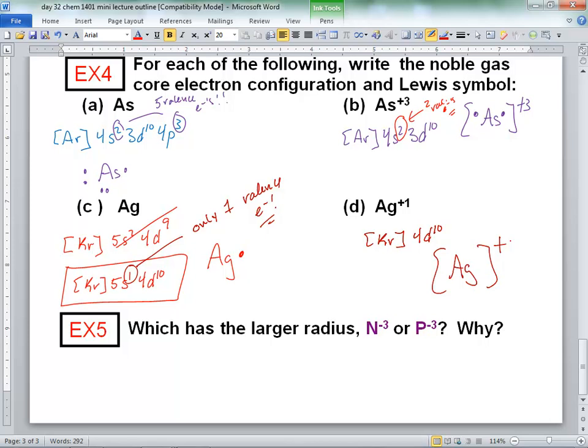And then before we go, Melissa's going to tell us which one's larger, nitride or phosphide. She says phosphide. Does everybody agree? The negative 3 part cancels out. She's right. You just compare nitrogen and phosphorus, really. And phosphorus is bigger, according to our trend. She's right. So have a good day.